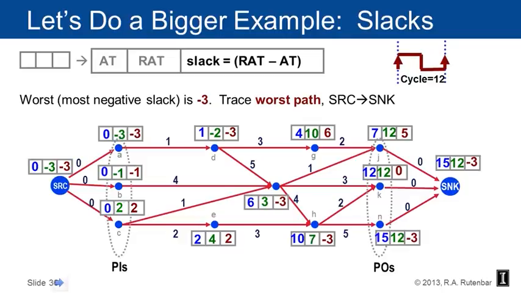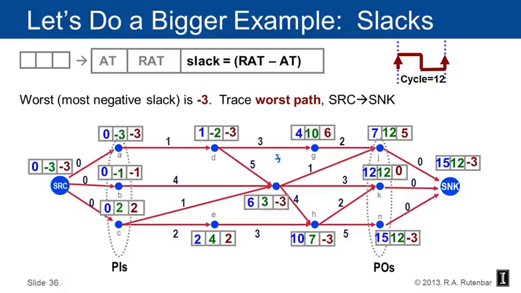So we've got the source node has a -3 slack, A has a -3, B has a -1, C has a -2, D has a -3, E has a 2. Node F has a -3, G has a 6, H has a -3, J has a 5, K has a 0, N has a -3, and the sink has a -3 as well.